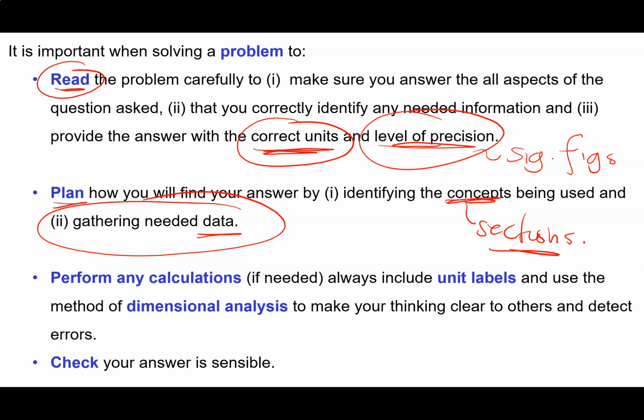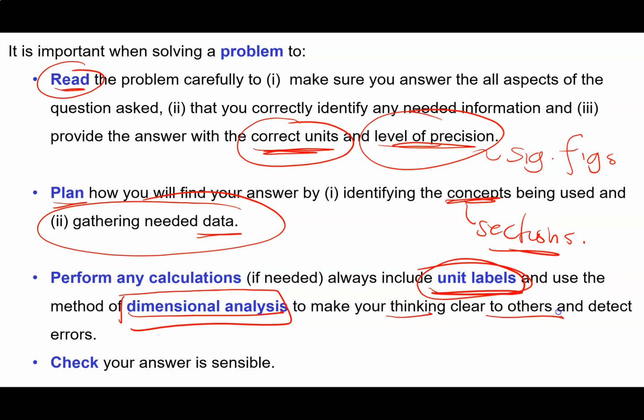Now, if it's a quantitative problem, whenever we do any quantitative calculation, we're going to use a process called dimensional analysis, which means that we will always include unit labels for every number that we're putting into our numerical calculation, all right? And I'll show you how to do this later on. This is called dimensional analysis, and the point of doing this is to make your thinking clear to others and also to help you detect any errors before you move on.